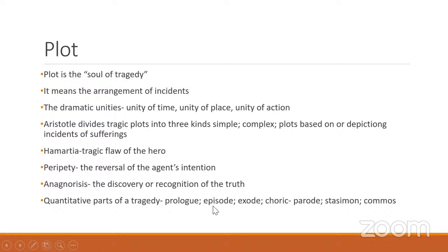Then there will be episode, where the action takes place. Along with that, we have stasimon, where the chorus will sing songs in between the episodes, in between the play. Then at the end, after the death of the character, we have exode. For the downfall of the character, we have exode. Exode is the ending part. Along with exode, we have chorus, that is a lamentation. It's a sad song. At the end of the tragedy, the characters, the actors and the chorus sing the lamentation together, that is the chorus.